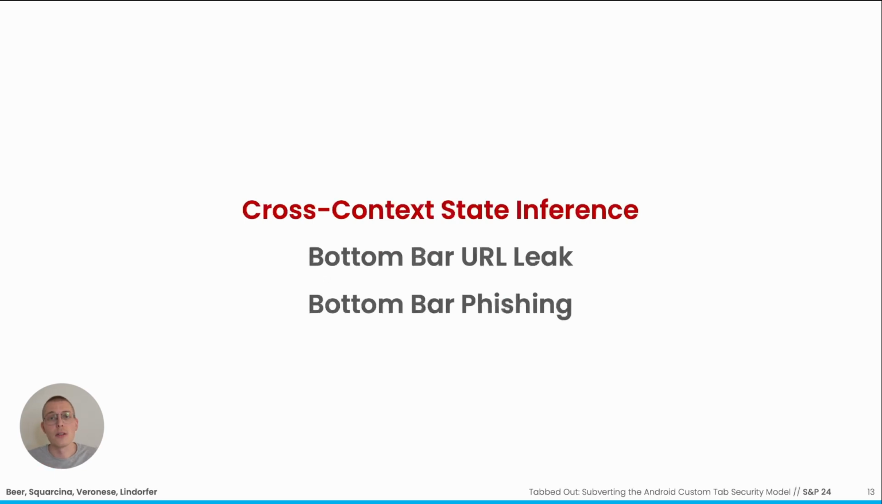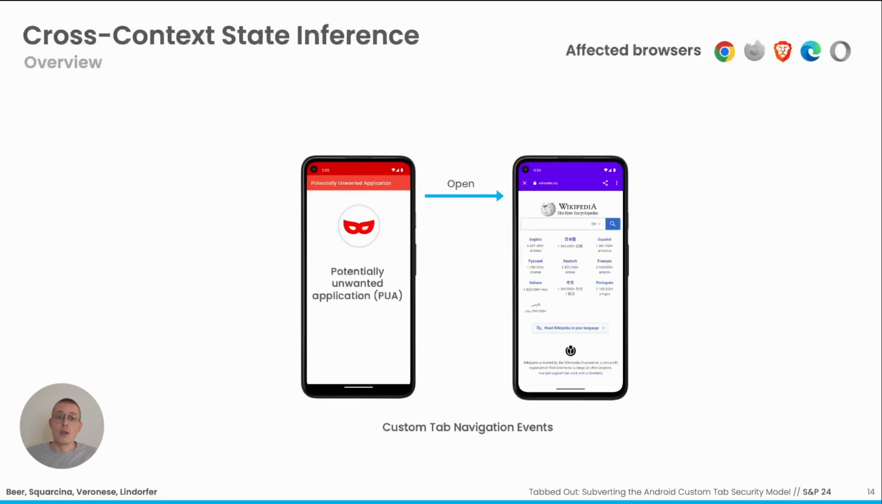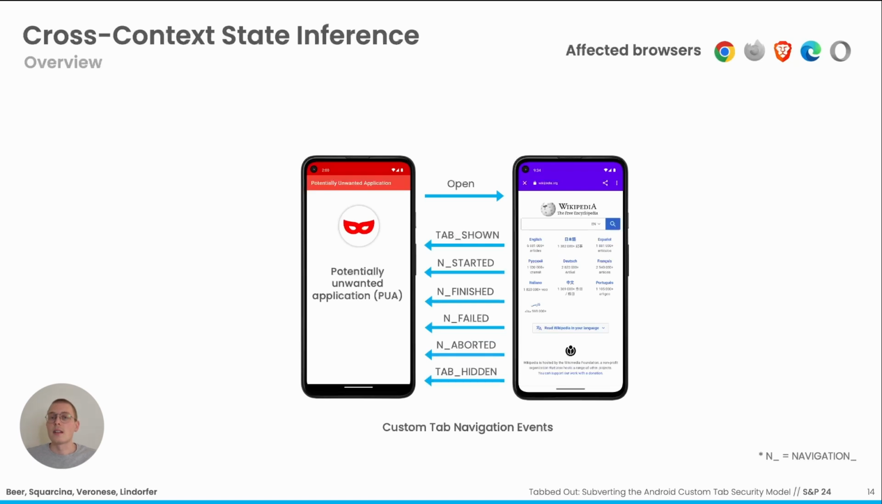And the first attack that I want to talk about is the cross-context state inference attack. So remember that I told you that custom tabs report some events, also called callbacks, back to the application that launched the custom tab. These events include events that are fired when a website has started loading in a custom tab, when it has finished loading in a custom tab, when the loading failed, or when the loading was aborted.